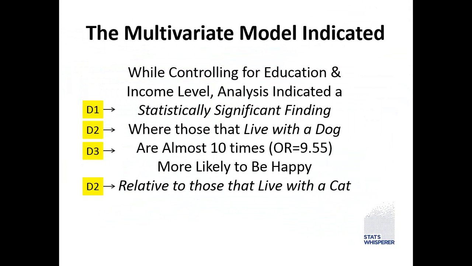So the multivariate model indicated, again, wrapping it all up, while controlling for education and income level, analysis indicated a statistically significant finding, right? That's our first dimension, you see our box, D1 again, where those that live with a dog are almost 10 times more likely to be happy relative to those that live with a cat, right? So there you have your D3, the 10 times, that's our effect size, and our 2 D's, which are indicating our directionality.